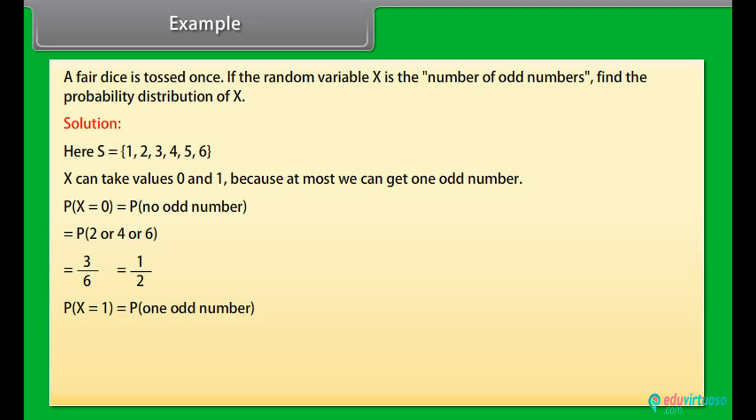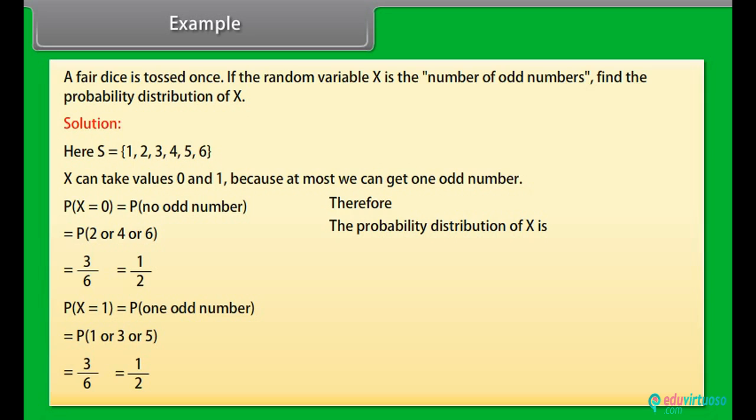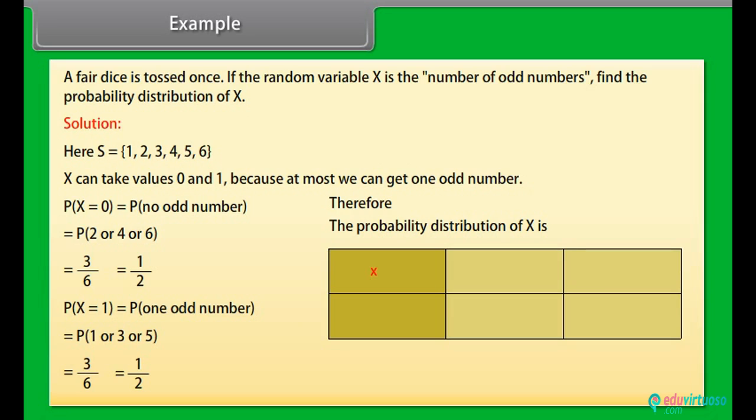Probability for x equal to 1 is equal to probability for one odd number, which is probability for 1 or 3 or 5, equal to 3 by 6, which is equal to 1 by 2. Therefore, the probability distribution of x is: for x equal to 0, probability of x is 1 by 2. For x equal to 1, probability of x is 1 by 2.